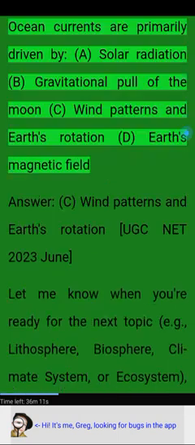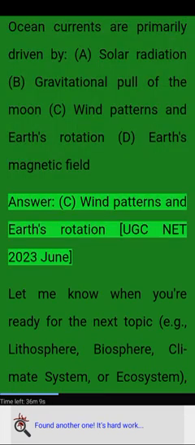UGC NET 2022 June. Ocean currents are primarily driven by: A. Solar radiation. B. Gravitational pull of the moon. C. Wind patterns and Earth's rotation. D. Earth's magnetic field. Answer: C. Wind patterns and Earth's rotation.